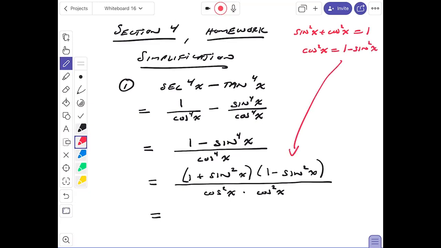Let me put what I'm seeing. I'm seeing it over there. So what happens over here? The 1 minus sine squared is actually cosine squared. So what happens over here? These cancel. And that's good news because it makes it much simpler for me to do the problem now.